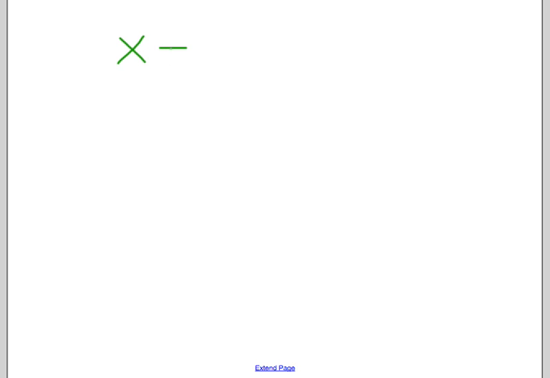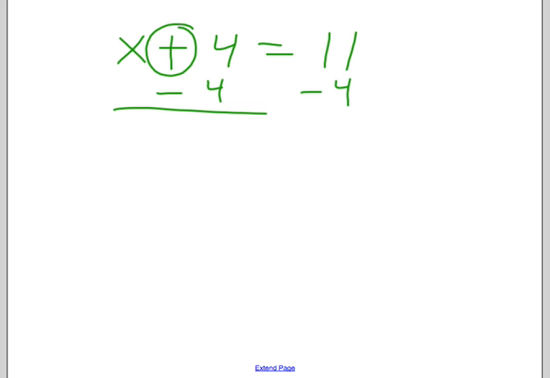Okay, we've had problems where x plus 4 equals 11, and we have solved those by doing the opposite operation as what's between the two. X plus 4 means we would need to subtract 4 from both sides. So x equaled 7 in that situation.